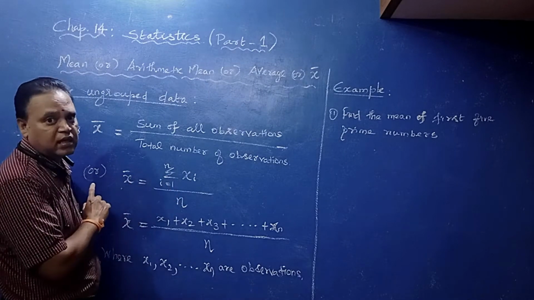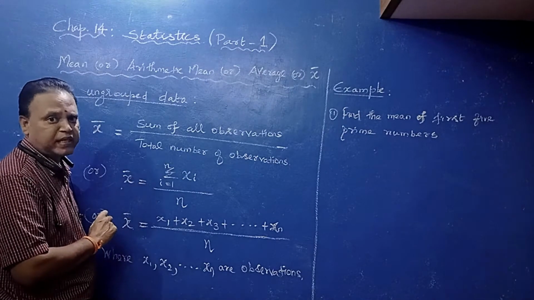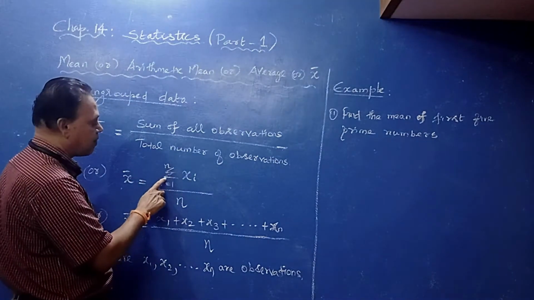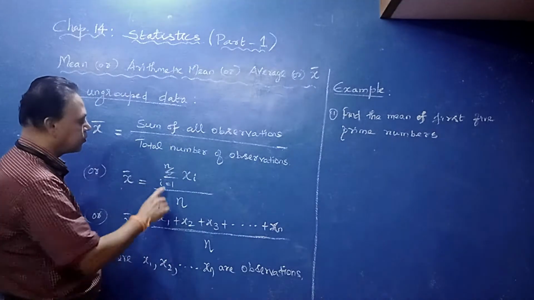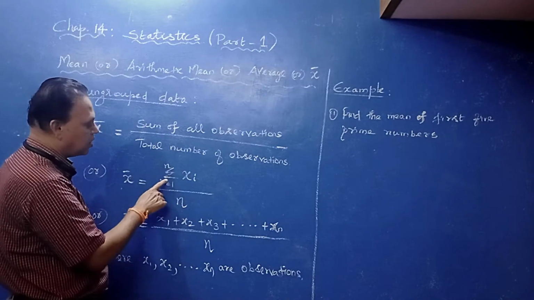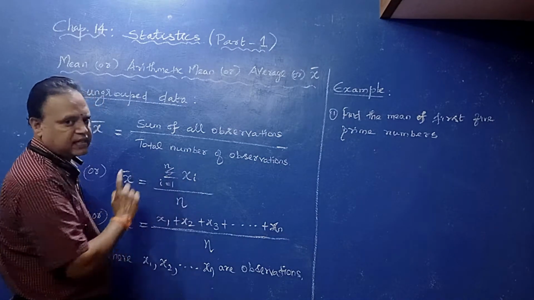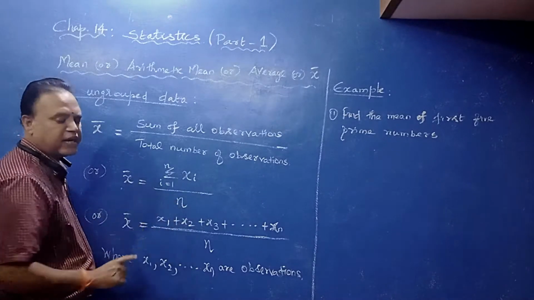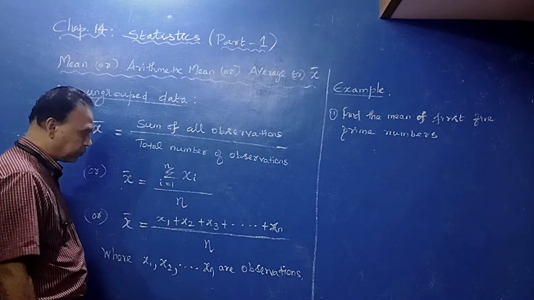Sigma is the summation symbol. Summation means finding the total. This is sigma i equal to 1 to n, x suffix i, divided by n. n is the number of observations.